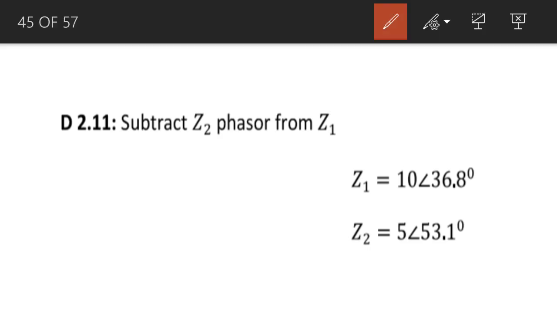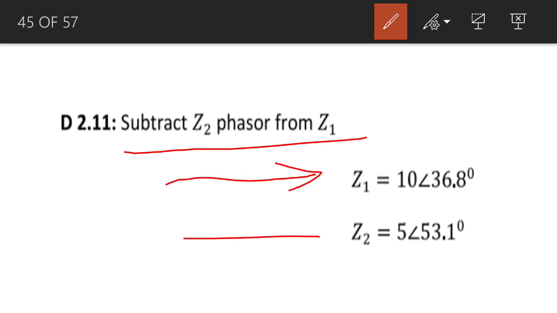Subtract Z2 from Z1. This is another numerical example. In this numerical example, we want to subtract Z2 from Z1. Z1 is in polar form and Z2 is in polar form. We know that the subtraction of one phasor from another phasor results in a new phasor. And we can subtract one phasor from another in rectangular form. We cannot subtract one phasor from another in polar form of representation. So we need to convert these two phasors into rectangular form for the sake of subtraction.